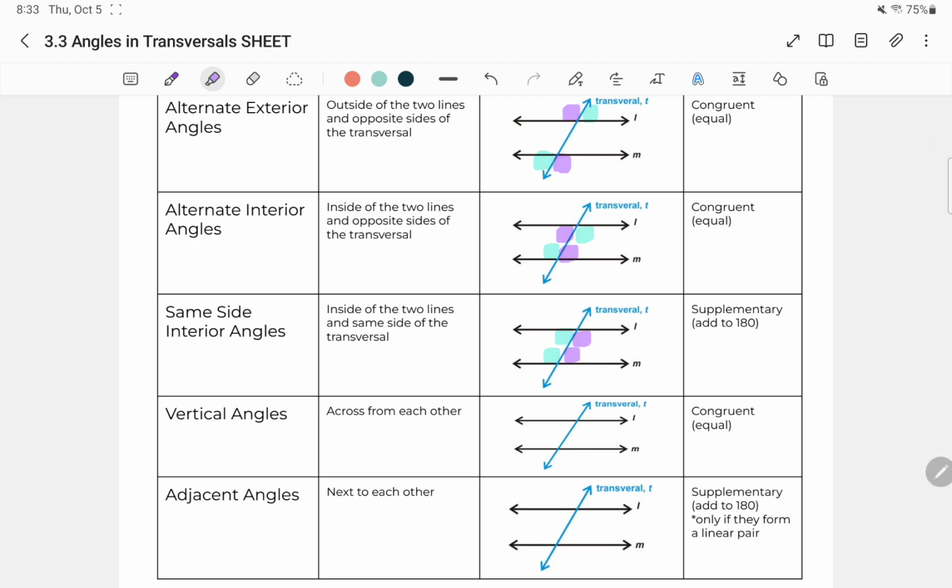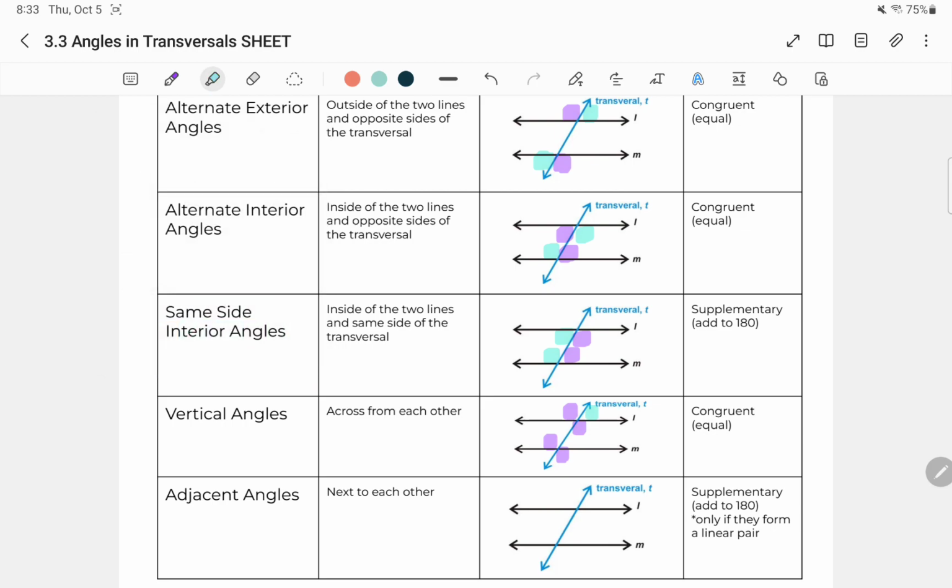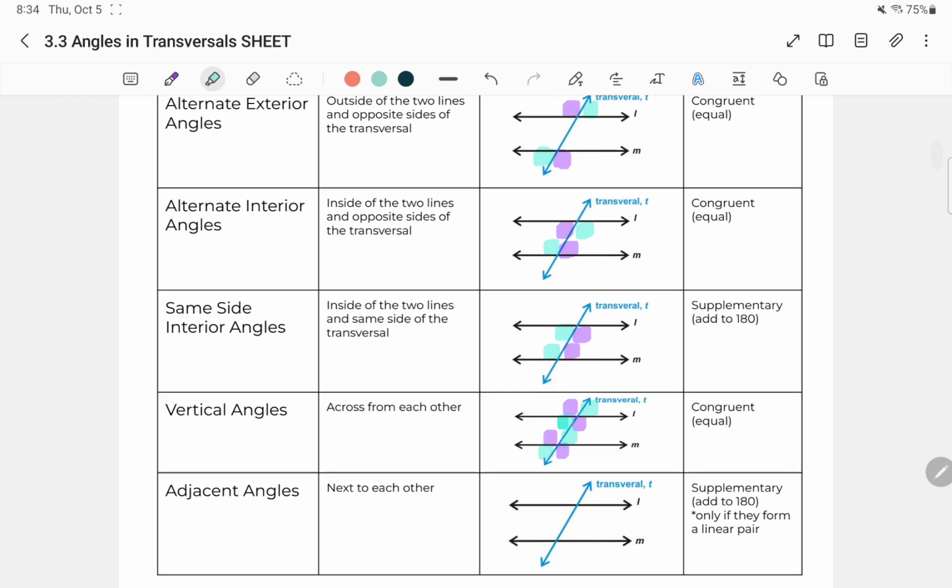And then we should remember what our vertical angles are. They're across from each other. So these 2 and these 2, those are congruent, of course. And these 2 and these 2, those are vertical. So they are equal to each other.